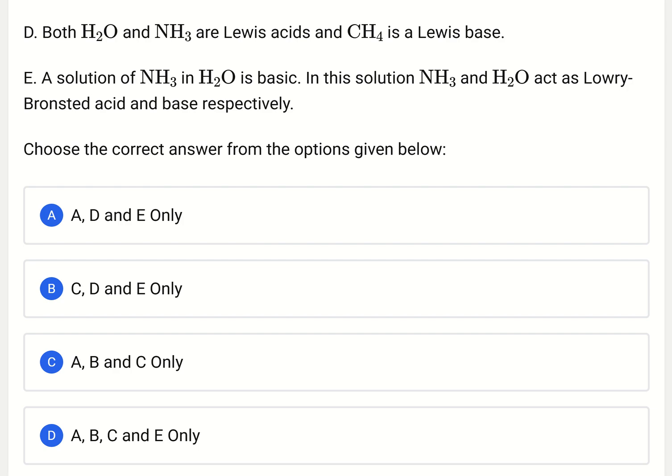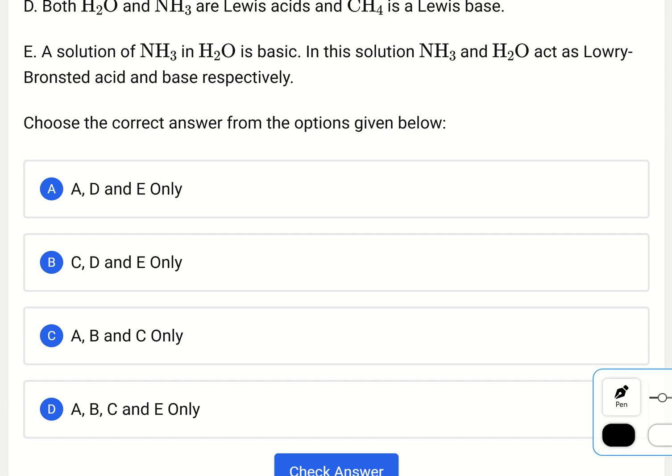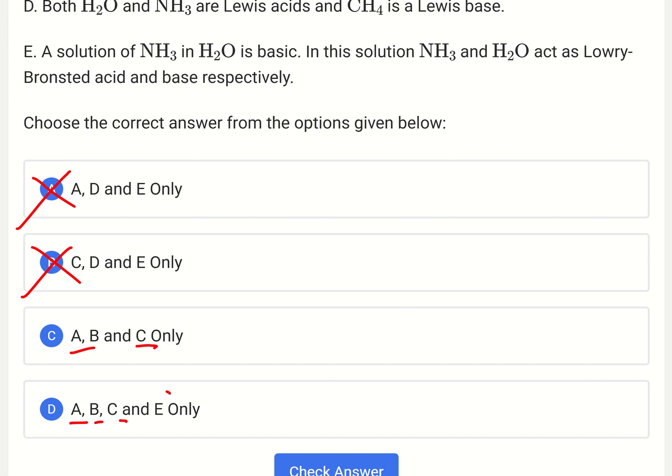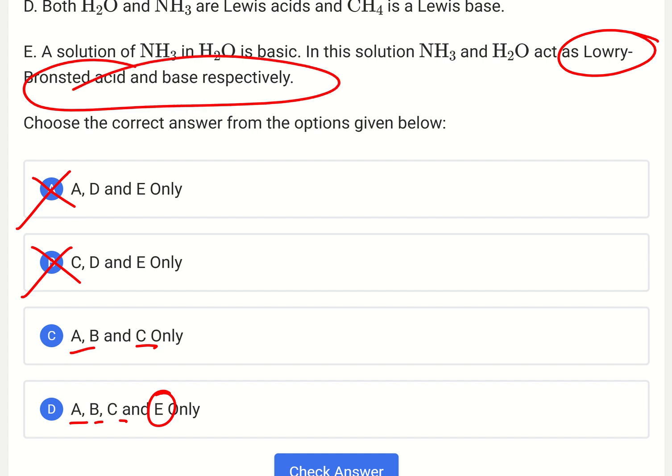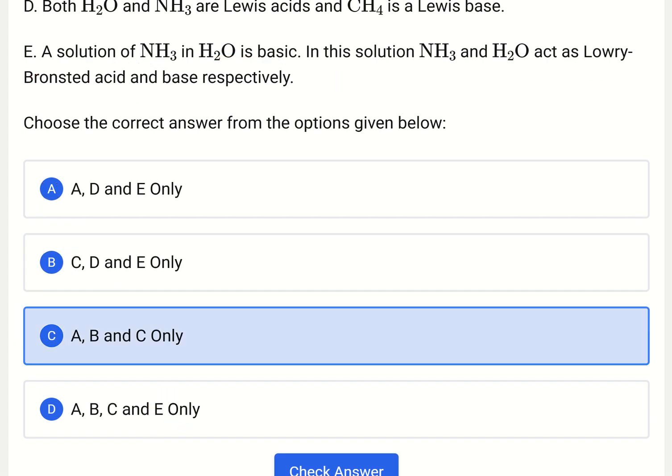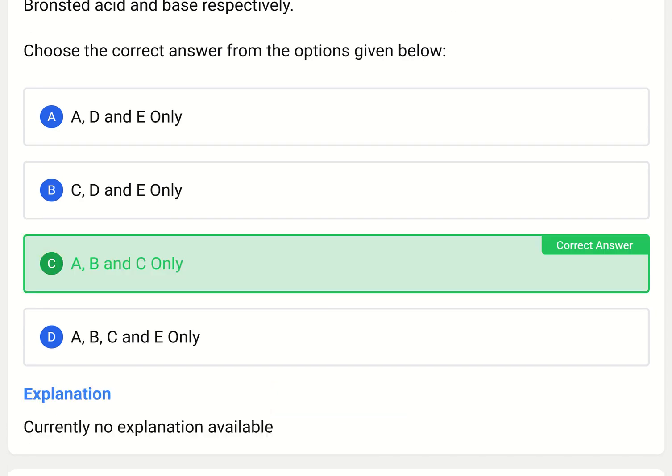Let us check if the options are there. Means 2 options eliminated. Now A, B, C, E, we need to check only E. A solution of ammonia in water is basic, definitely. In this solution, ammonia and water act as Lowry-Bronsted acid and base respectively. Means this is not our option. It is not Lowry-Bronsted acid base. It depends upon the Lewis concept. Means E is not our option. C is our option. Let us check this answer. Yes, we got this answer right.